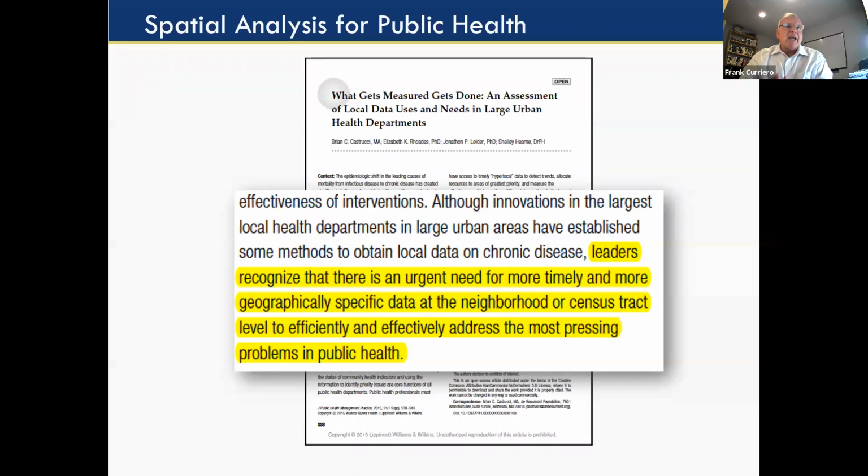And leaders now recognize that there is an urgent need for more timely and more geographically specific data at the neighborhood, or sometimes what we call the census tract level, to efficiently and effectively address some of the most pressing problems in public health. So just getting data at the state level is no longer of interest. We really want to go down to the neighborhood level, the street block level, maybe the household level, like we did with that malaria study and mapping risk of malaria.